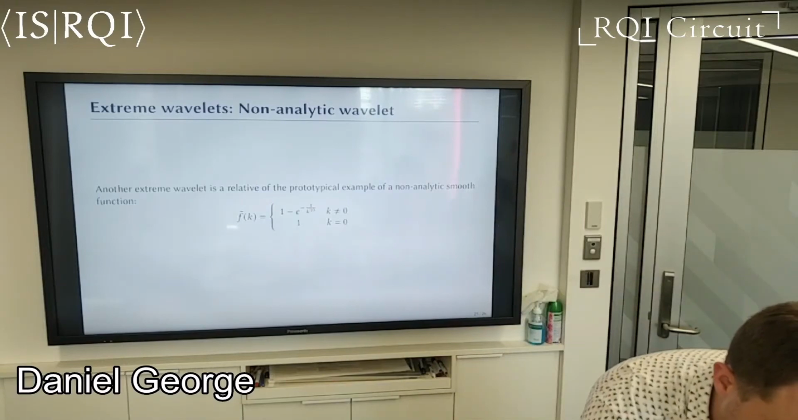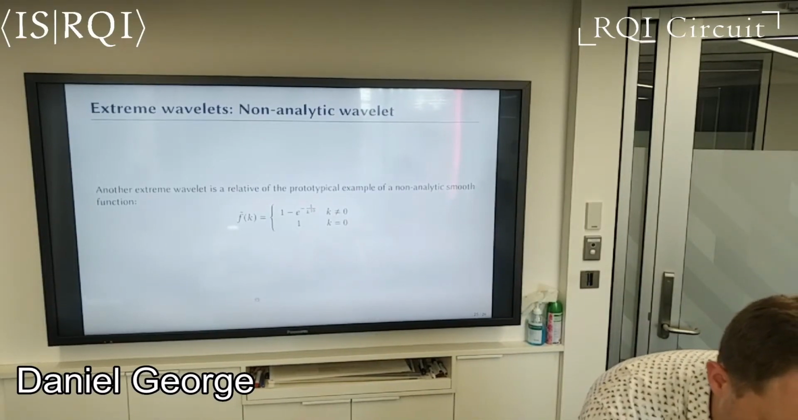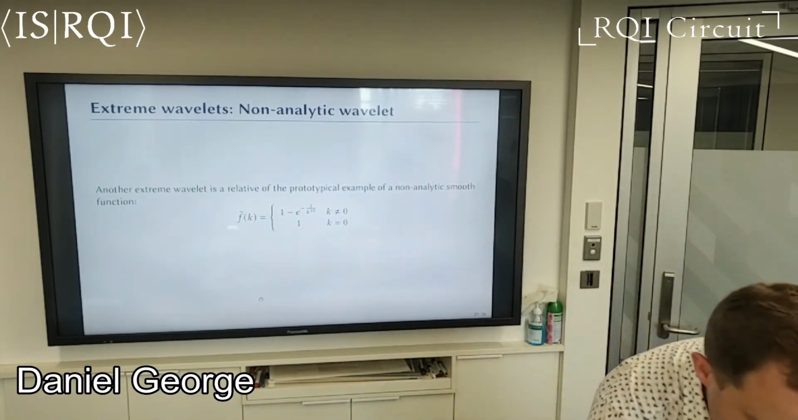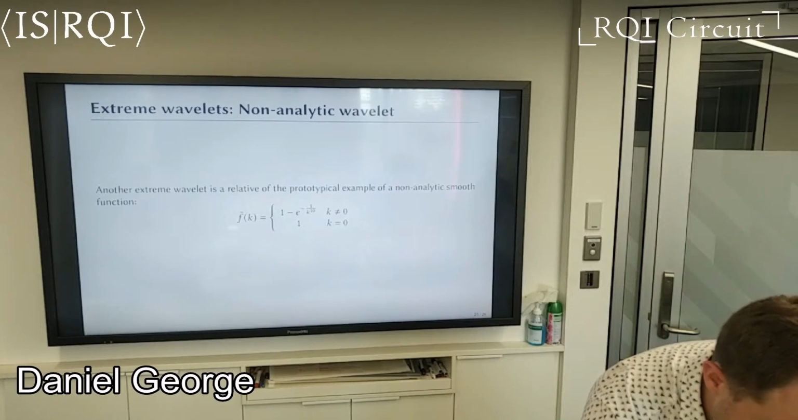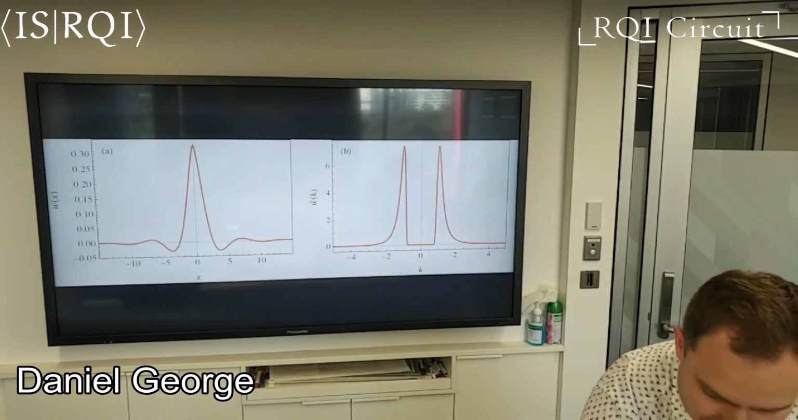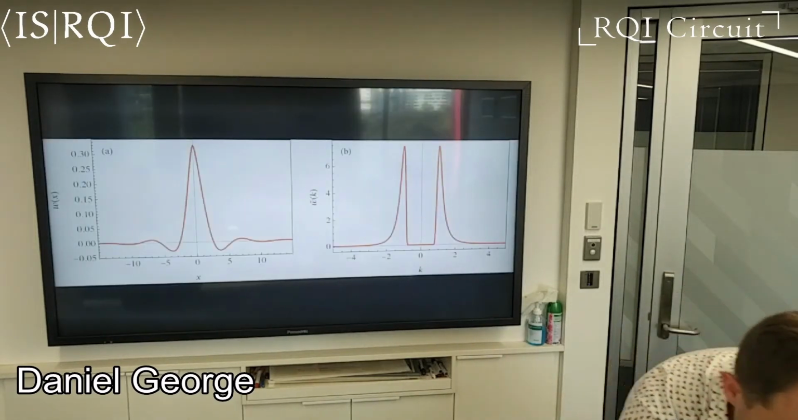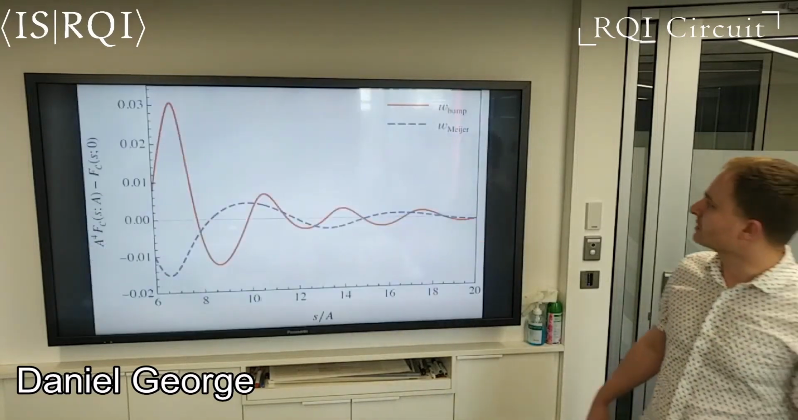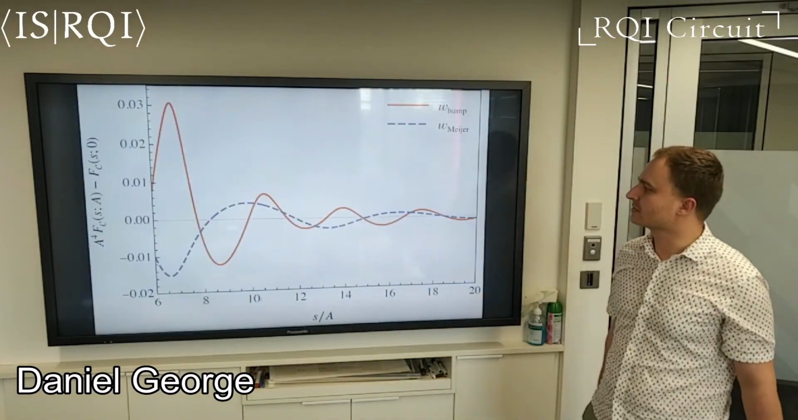Curious choice. And the 10 is there just because in order to meet the admissibility condition, that power had to be quite high. That looks like this, quite similar. And then this is both of them together. The Maya one here is the non-analytic wavelet.